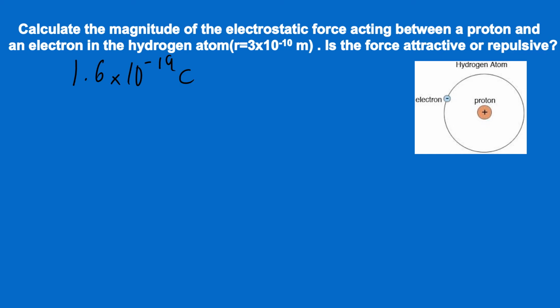We also know that a proton is positively charged. So when we think about it relatively, the proton is plus 1e, and an electron is negatively charged. So when it comes to this force that's acting between the two, we've got an attractive force. There's going to be an attractive force between these two because they're oppositely charged.